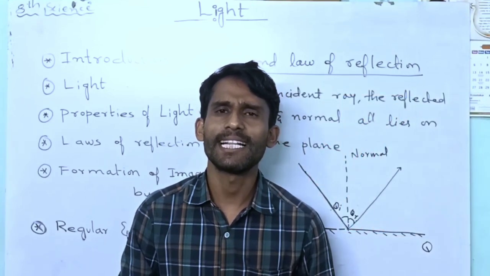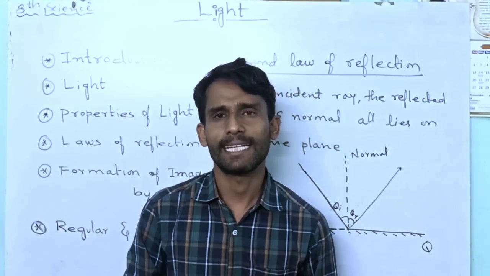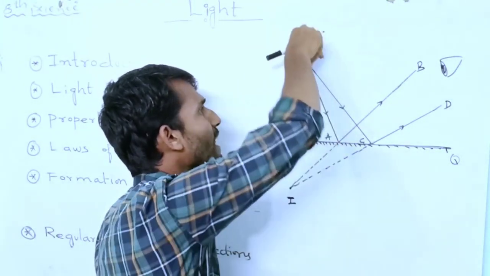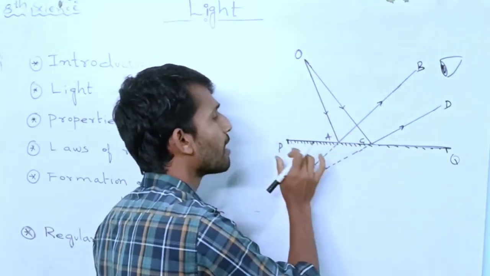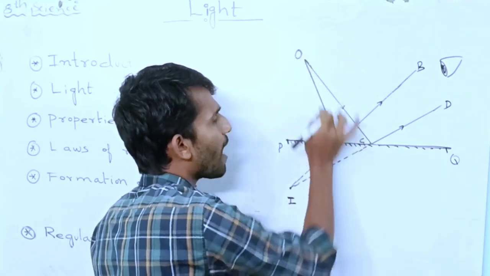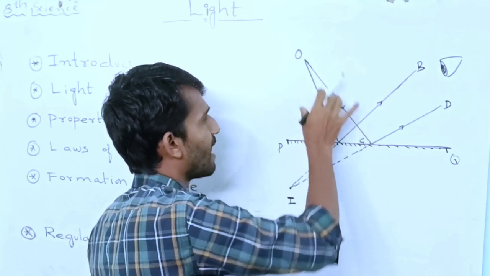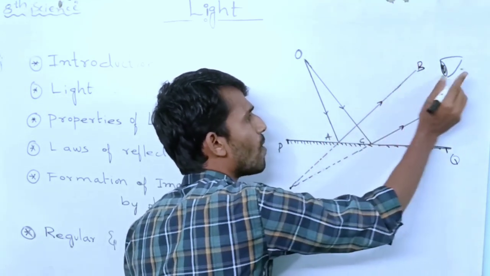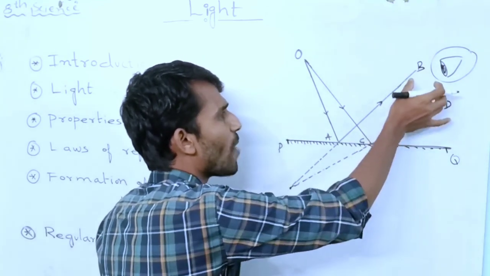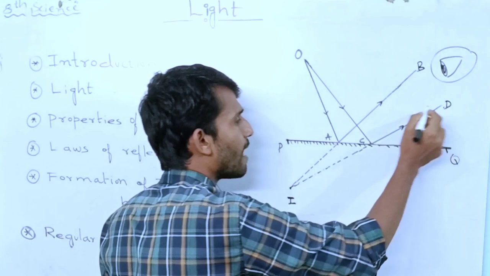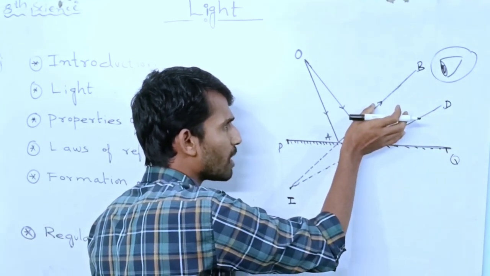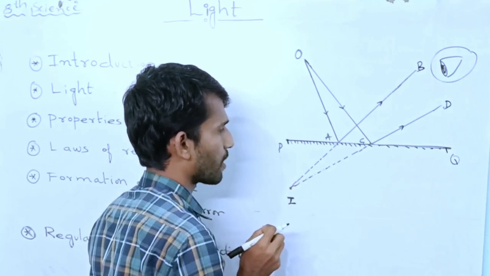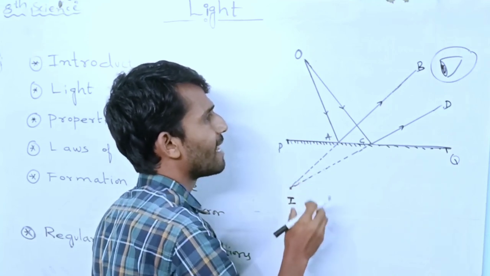Okay dear student, next I am taking formation of image by a plane mirror. Dear student, let us see this picture here. This is the image, this is the object. When light falls on a smooth surface or plane mirror, here OA and OC are the incident rays, and AB and CD are the reflected rays towards the eye. When you extend the rays AB and CD, these two reflected rays meet at a point, that is I. At this point the image is forming. This is the formation of the image on the plane mirror.